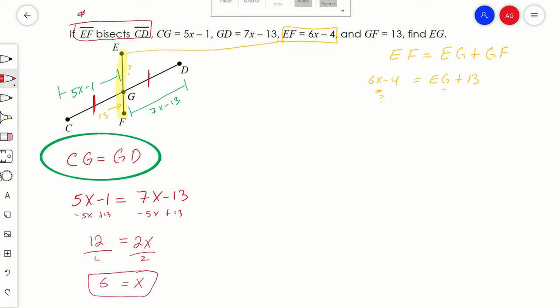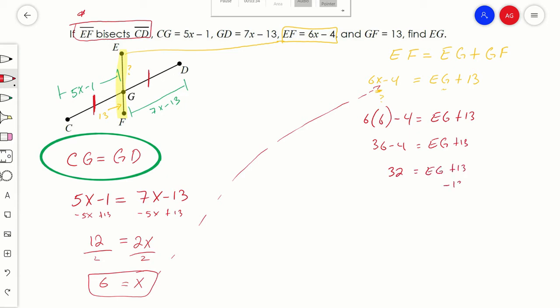And so now that I got x is equal to 6, I simply substitute it in there and simplify. So 6 times 6 minus 4, still looking for EG, have that positive 13. So 36 minus 4, again, haven't touched this right side, so I'm going to write it over. And then we got 32 equals EG plus 13. Subtract 13 from both sides, and that gives me EG is equal to 19.